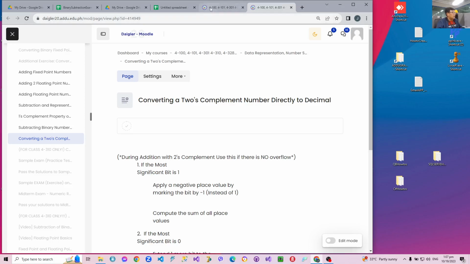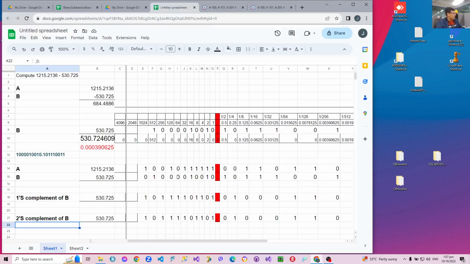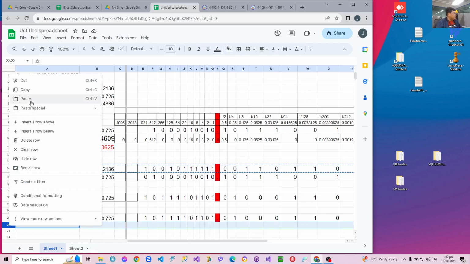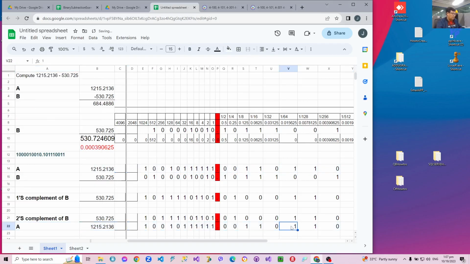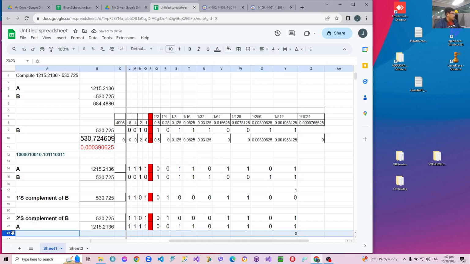After taking the 2's complement of B, we perform normal binary addition, during which we place a copy of A below B. It doesn't matter whether it's below or above. And we start normal addition. So 1 plus 1 is a 0. Let us change the size of the font.